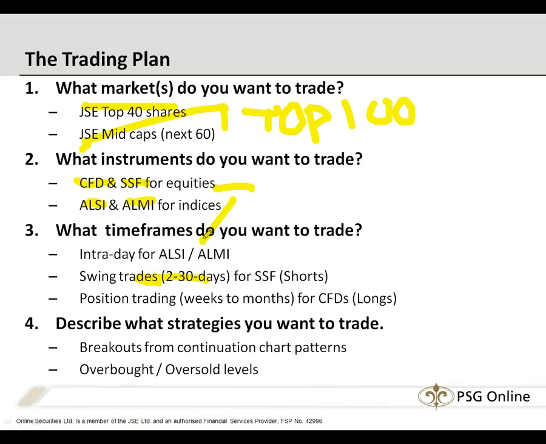Some of you might be more what you call position traders, and that's what I like to do. I'm a position trader. I hold my trades from a few weeks to a few months, and that's ideal for the CFDs, because remember, there's no expiry. And by the way, all these things I'll be talking about in 2 weeks' time, when we talk about trading equity derivatives. So what time frame would you be trading?